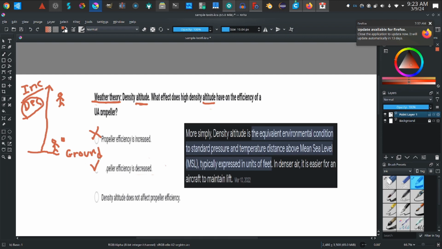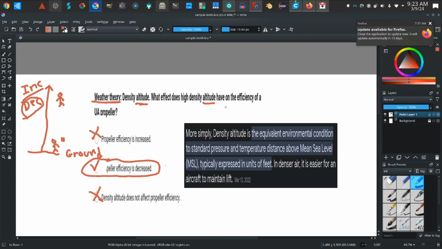And the last one, density altitude does not affect propeller. Now we know that's wrong, because whether you're on the ground and you go up, it's going to change in some way. So I chose this right here. This is the right answer right here. And before I go over it, this is the right answer.